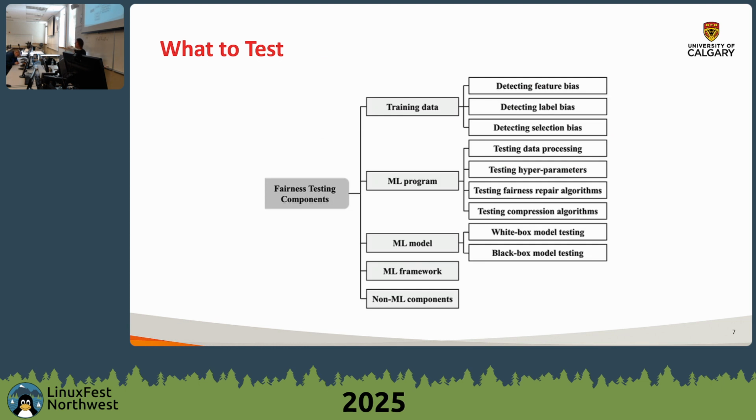So just as we can do traditional software testing at different parts in the system, for example, unit testing and integration testing, for fairness testing we can do it in several different places. We can do it on training data, on the machine learning programs, the models, the frameworks, and non-machine learning components, but it is mostly used for machine learning, and most of the work that has been done to date has been on the outputs of machine learning models.